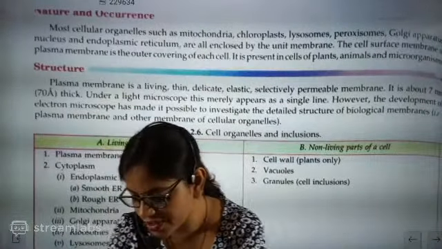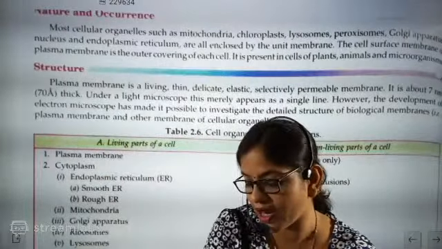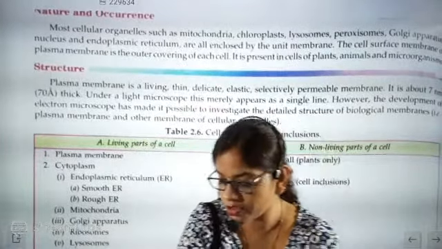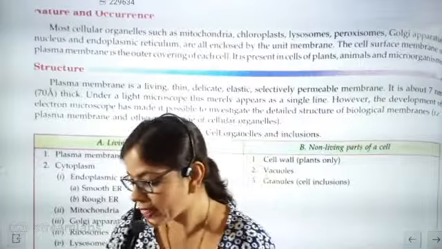Yes, beta, no cell wall, that is the basic difference that the plant cell and animal cell have. So may I continue this part, beta? Now tell me, should I continue this section, beta?